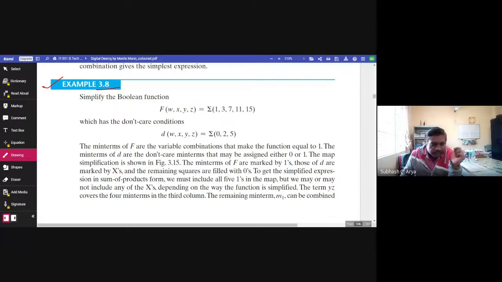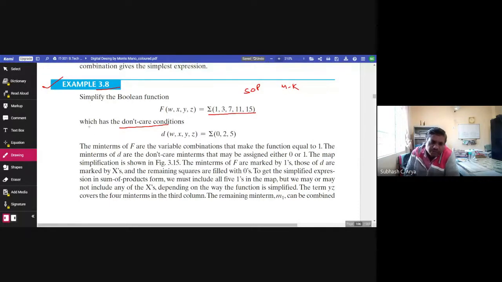Welcome back again. So let us begin with this example 3.8, which is addressing the condition of, say, don't care condition. So we already know how to simplify a Boolean expression. Say here sum of product form is given, that is the summation 1, 3, 7, 11, 15. From here we come to know this requires a 4 variable Karnaugh map. A 4 variable Karnaugh map is essential from there.